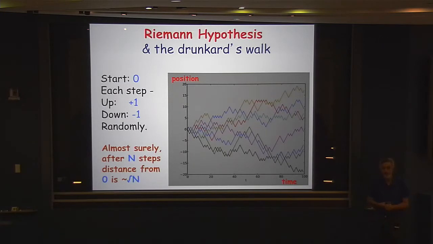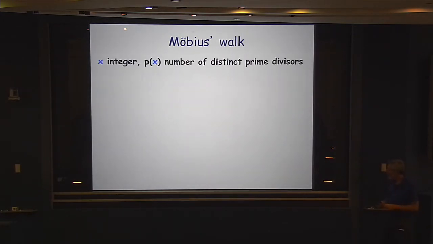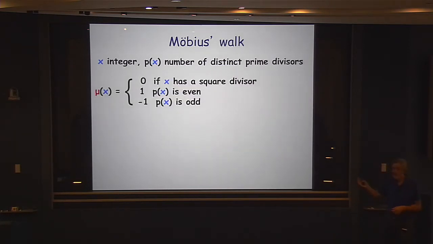Okay, so let me define for you a particular walk called the Mobius walk. To define the Mobius walk, I want to define the following. For an integer x, p of x is just the number of different prime divisors of x. And given that, I'm going to define the Mobius function, mu of x. It's going to be 0 if the number is divisible twice by the same prime. Maybe it's divisible by some square. But otherwise, it's either +1 or -1. +1 if the number of prime divisors is even, -1 if it's odd. Okay, so it's a well-defined function of integers.